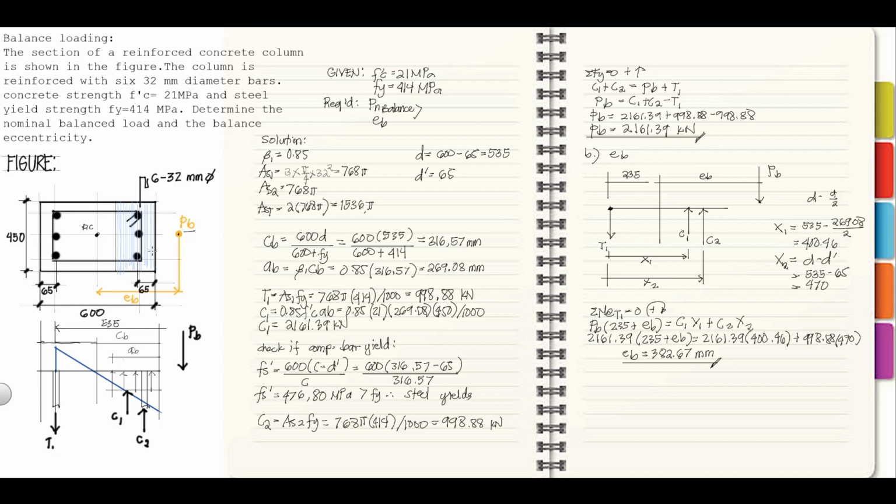Ganito rin yung magiging concept natin, class, sa pagkuha ng allowable PB if given naman yung eccentricity. Yun yung i-discuss natin. We will discuss in the next video how we will get the loadings, or the nominal load of our column, if given yung EB. Alright, so that is for the next videos.